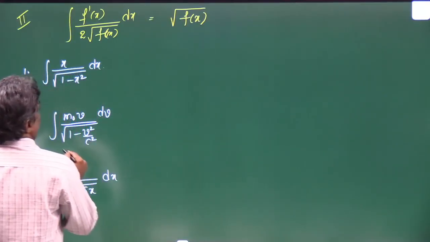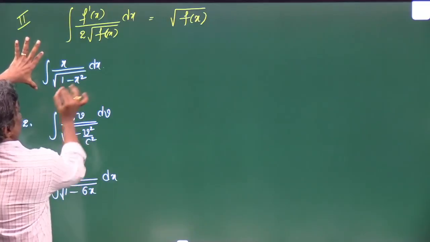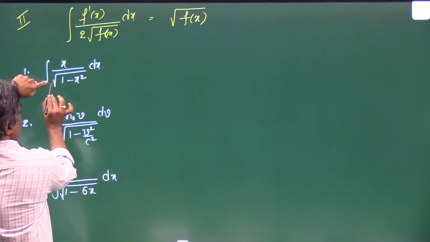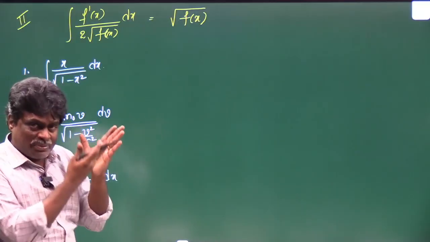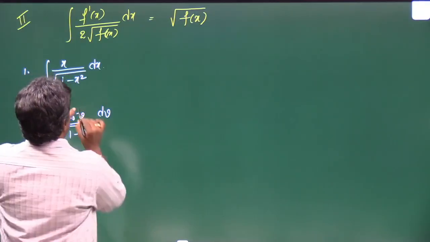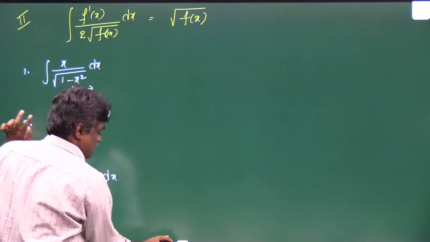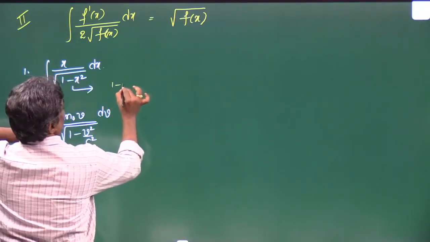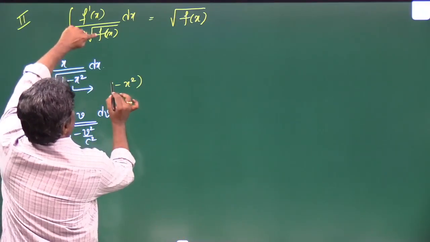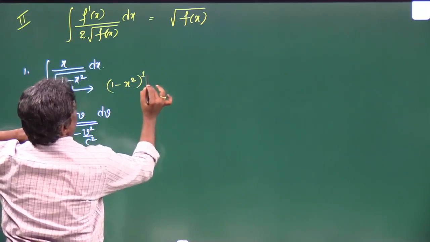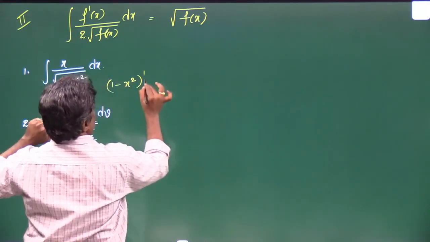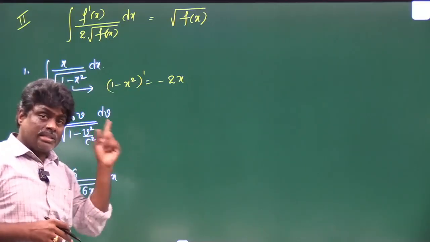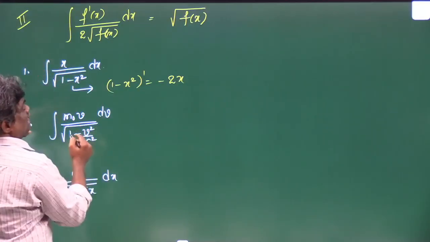Now see this one, and here you have a root function, very good, okay. So don't worry about whether 2 is there or not, please first proceed. Now take this function and take its derivative and check whether it is there in the numerator or not. 1 minus x square is my function and I am taking its derivative, that is minus 2x. Oh, unfortunately x is there in the numerator, but minus 2 is not there.